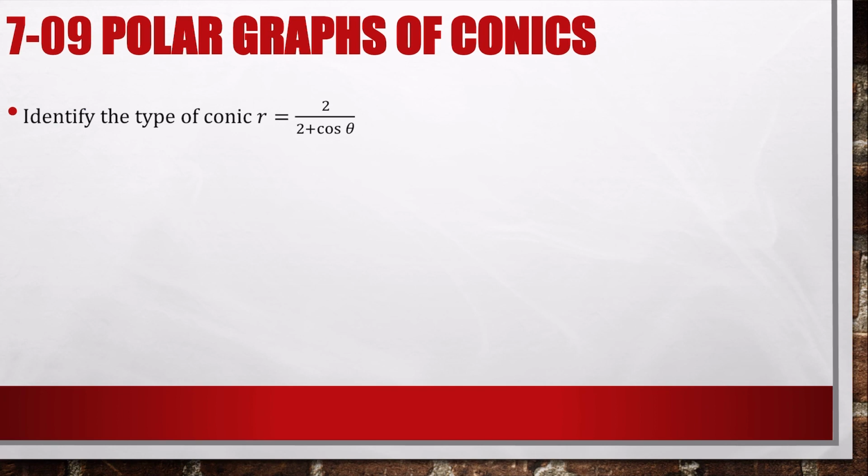So identify the type of conic of r equals 2 over 2 plus cosine theta. Well, our generic formula looks like EP over 1 plus E cosine theta. So we have the plus and we have cosine. First of all, because it's cosine, it is a vertical directrix. Because it's a plus, we know it's to the right of the pole.